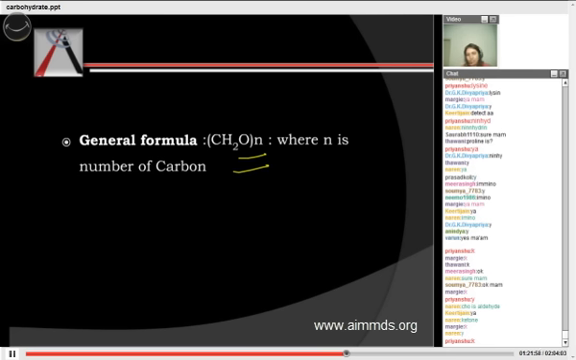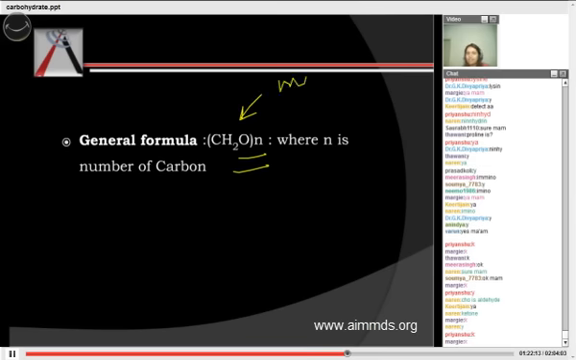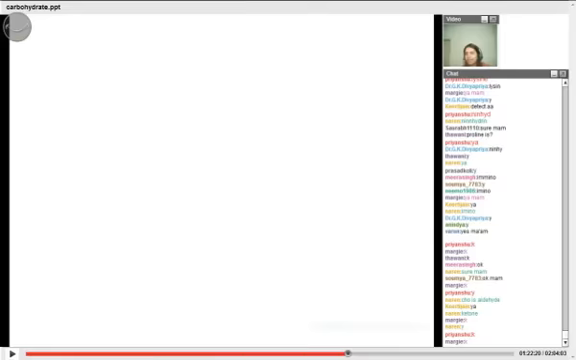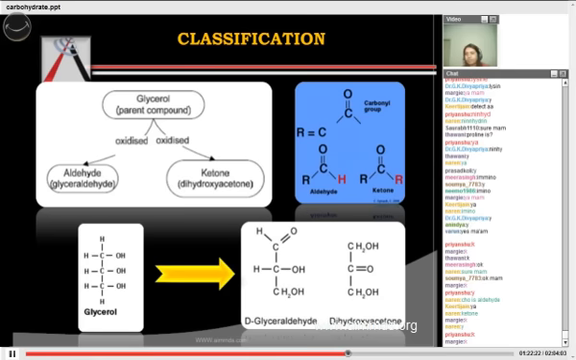CH2O, n number of times. N tells you the number of the carbon. How this structure would be expanded, you will have an idea as and when we go ahead with the slide. But this is a very direct MCQ that has been asked in exams. Okay, so it is CH2O n number of times.